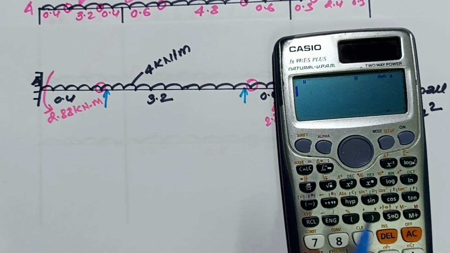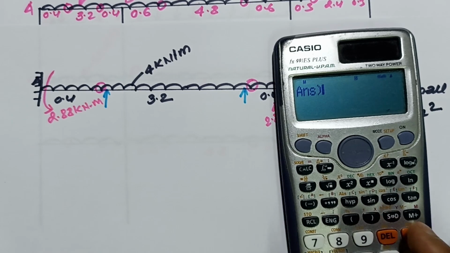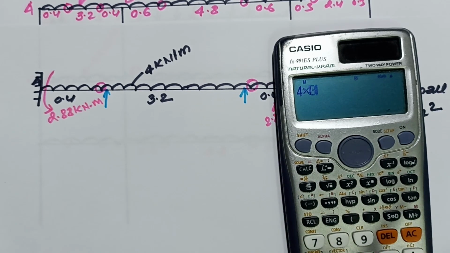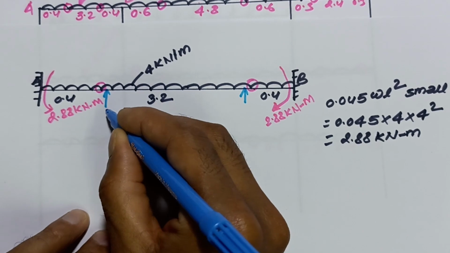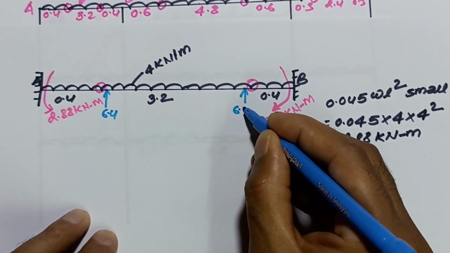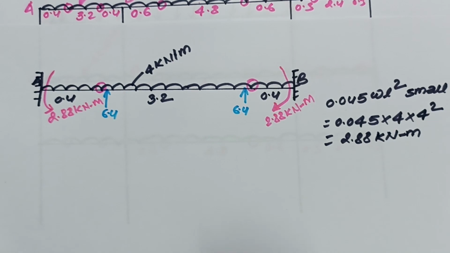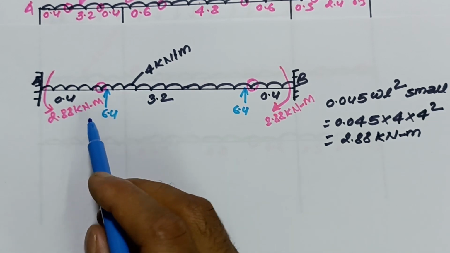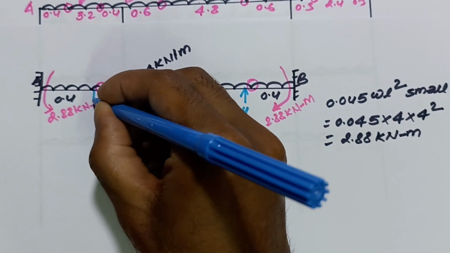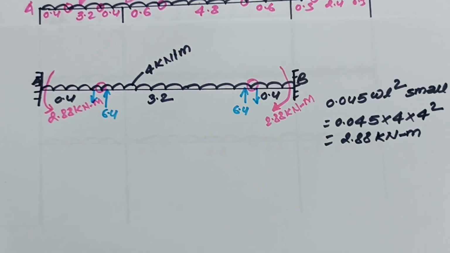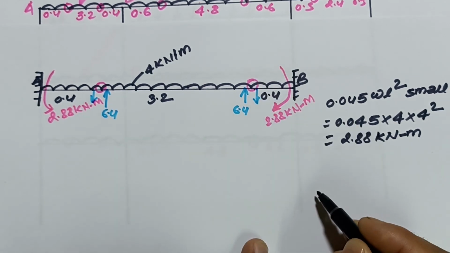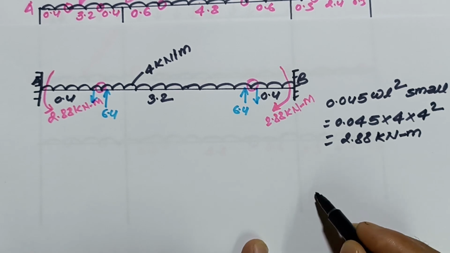4 into 3.2 divided by 2. How much? 6.4. That means this force is 6.4, and this is also 6.4. This will also act in the downward direction, and this will also act in the downward direction, 6.4 kilonewton. Okay, let's take this part only. I will show you why this direction is downward.